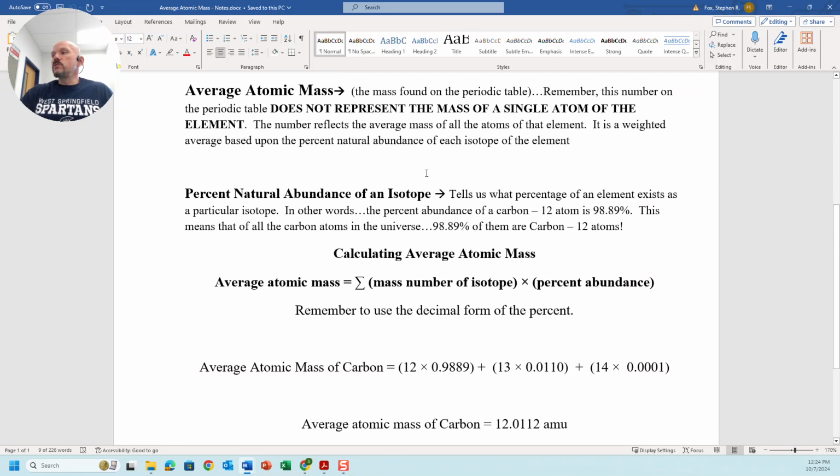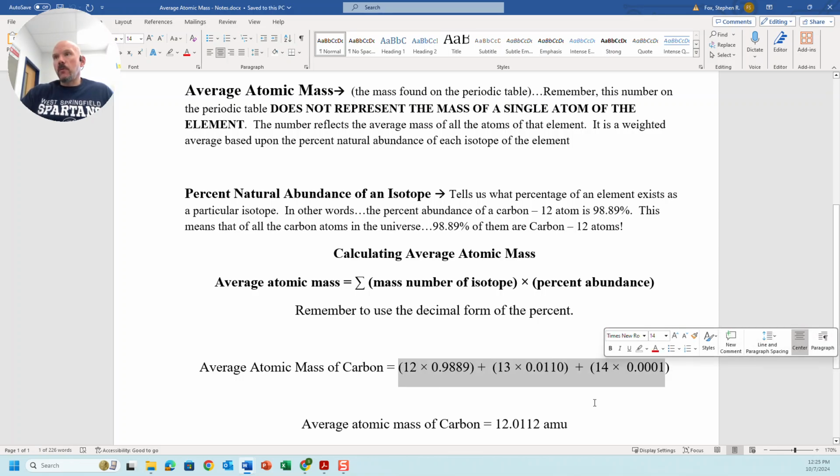Understand, when you use the percentages in a mathematical operation, you have to convert them back to their decimal form. So you have to divide them by 100. Notice for carbon 12, I'm not multiplying it by 98.89%. I'm multiplying it by 0.9889. Now, if you wanted to, you could keep this number as 98.89, this number as 1.1, and this number as 0.1. But then after you did all of that, you would have to divide the whole thing by 100.